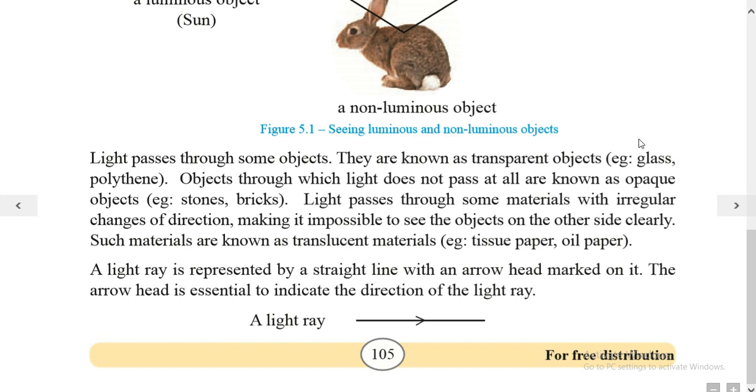Then it is very important in light to draw the diagrams of the light. These are very important. Basically, how to represent a light ray. First we identify a light ray and the beams of light. A light ray means a single one. We represent a light ray with a straight line, and when we draw the straight line, this arrow mark, the arrowhead, is very important.